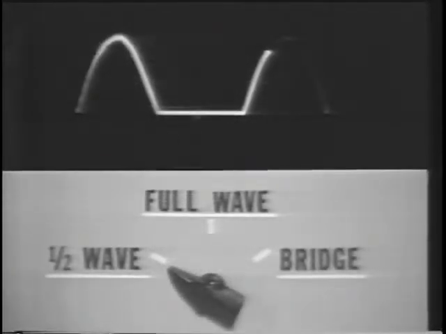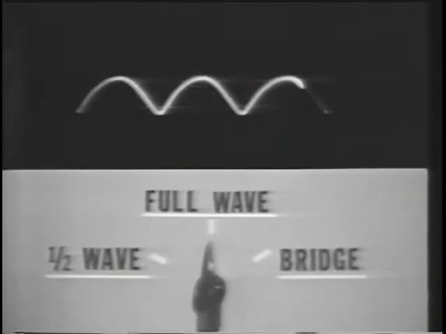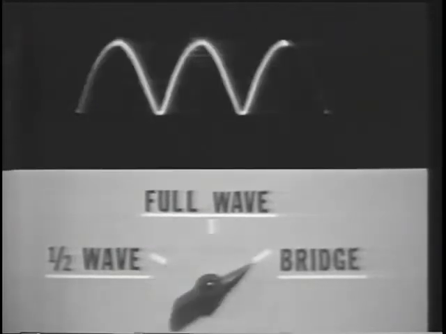Remember now, the half-wave rectifier produces all the secondary voltage, but it only does it for half the time. The full-wave rectifier produces half the secondary voltage, but it does it all the time. And the bridge rectifier that we're going to study produces all the secondary voltage, and it does it for all the time.